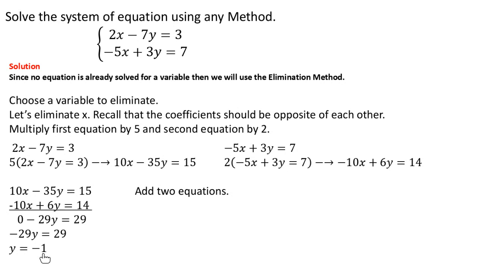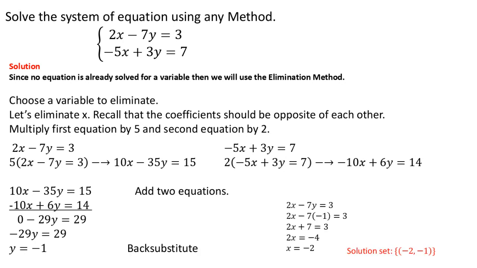So now I'm going to do back substitution in order to get my x. Again, it doesn't matter which equation I choose. I can choose the first or second. In this case, I chose my first again. So everywhere I see y, I'm going to plug in the -1. So -7 times -1 is +7. Let's move the 7 to the other side by subtracting 7 on both sides. So 3 minus 7 gives me -4. Now to solve for x, I'm going to divide both sides by 2. So -4 divided by 2 is -2. So the solution set for this linear system is (-2, -1).